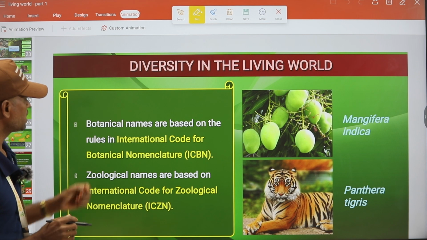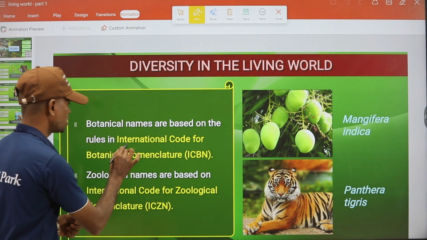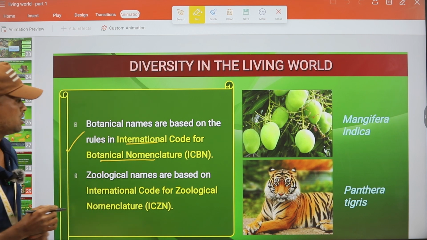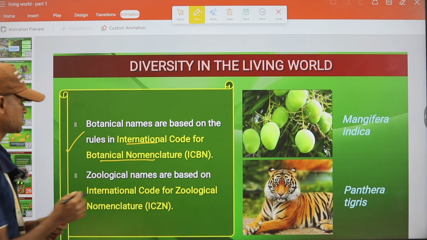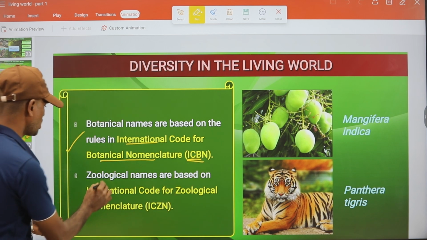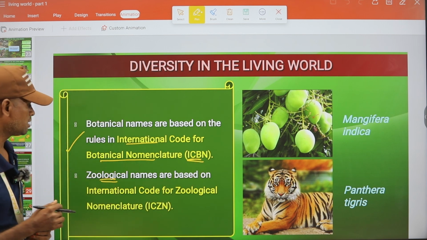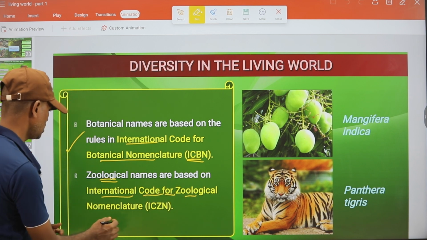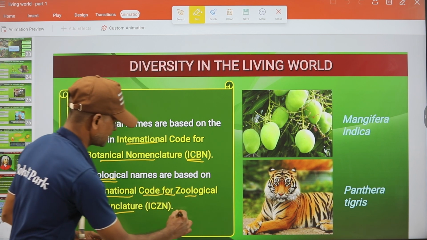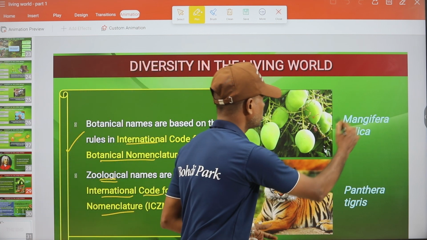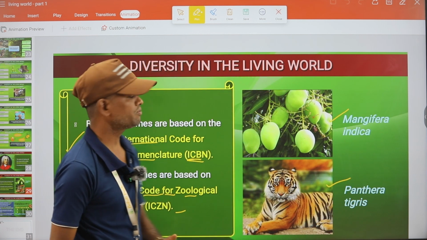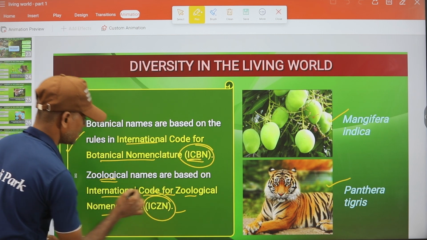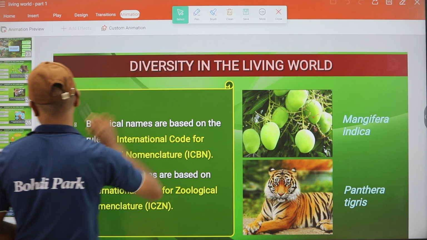Botanical names are based on rules in the International Code for Botanical Nomenclature, ICBN. International Code for Botanical Nomenclature, ICBN. Similarly, zoological names, that is animal names, are based on the International Code for Zoological Nomenclature, ICZN. So for example, Mangifera indica, and Panthera tigris is the scientific name of tiger. So we have to memorize ICBN and ICZN. Next.